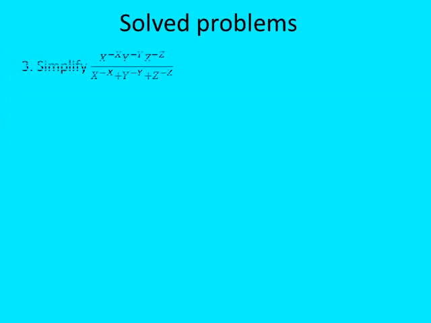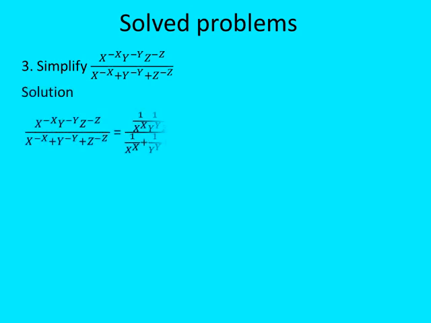Here is the third question. Simplify x raised to power minus x, y raised to power minus y, z raised to power minus z, all divided by x raised to power minus x plus y raised to power minus y plus z raised to power minus z. So here's the solution. It is self-explanatory. Please just go through it yourself.